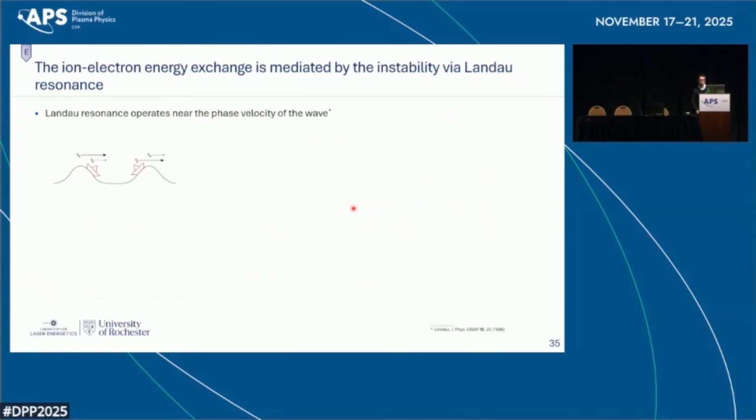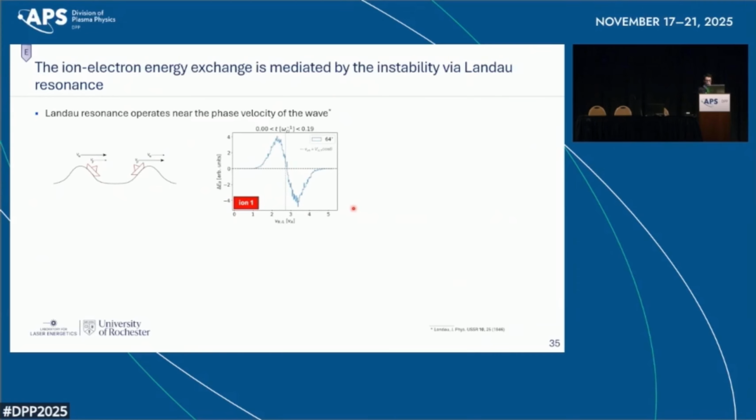Okay, so now we know about instability already, but how does energy actually get transferred? So it turns out Landau is the boss behind the thing. So Landau resonance is a wave-particle interaction that operates near the phase velocity of the wave. So I have a cartoon here to show you the idea. There's no need to explain more about Landau damping. Every single plasma textbook has it. But here, let's still look at 64-degree.